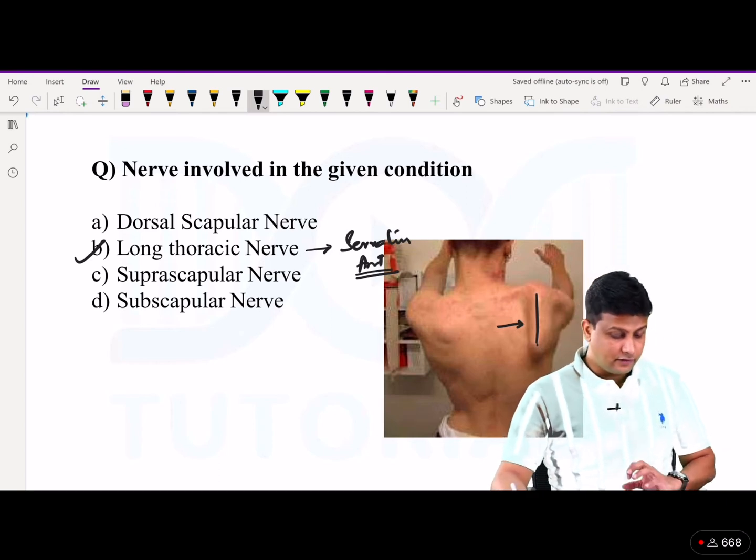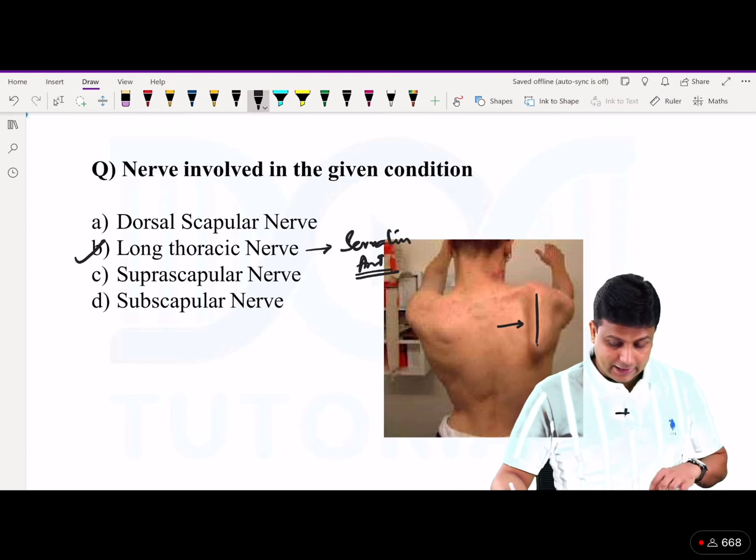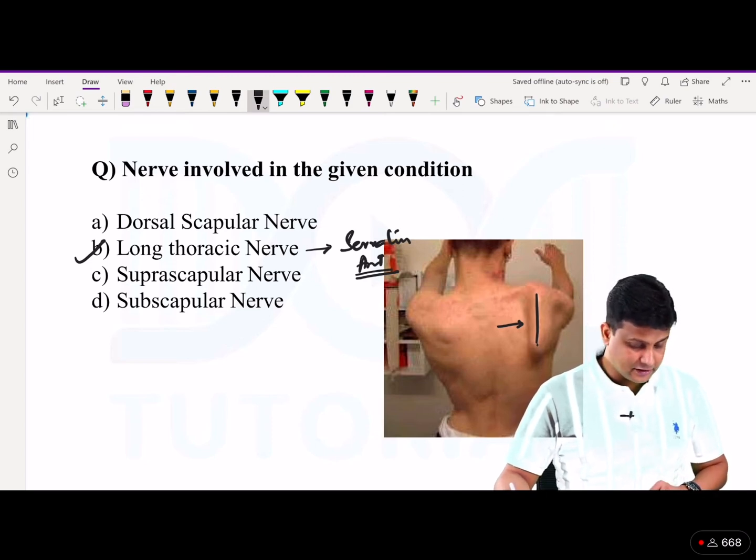So what is the nerve damage here? The long thoracic nerve. And then what is the muscle which is paralyzed here, sir? That is nothing but the serratus anterior muscle which is paralyzed here.